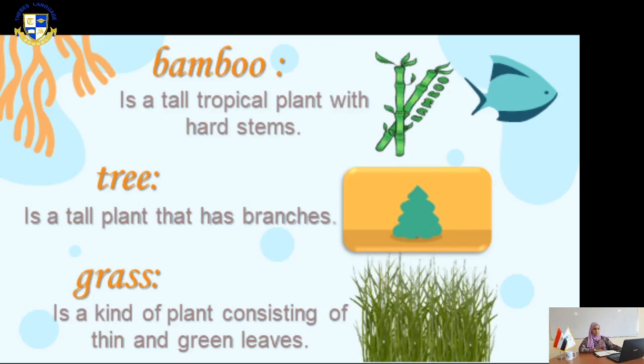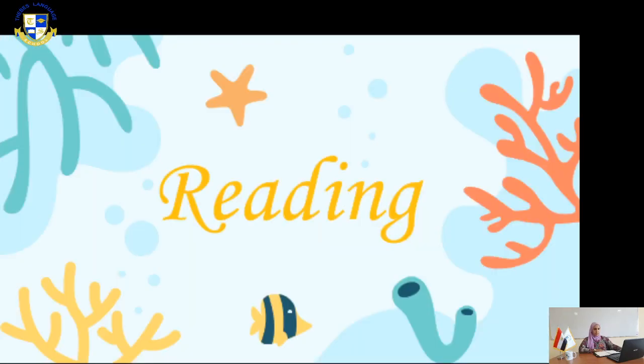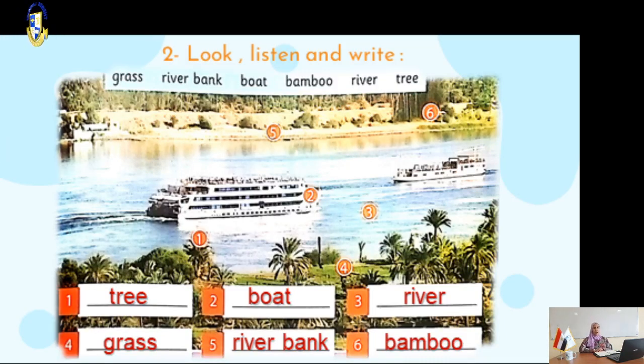Reading. Now, my dear students, I need you to open your student books on page 67. Exercise number 2, look, listen, and write. What we are going to do, we are going to read the words that we have in the word box and we will look to the picture.